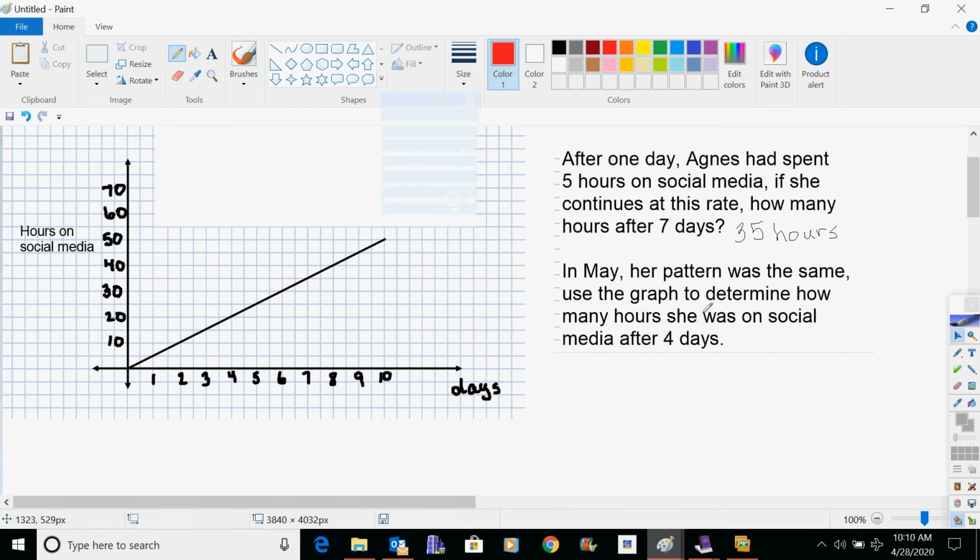It's just using different words to ask it. In May, her pattern was the same. Use the graph to determine how many hours she was on social media after 4 days in May. Okay, it doesn't really matter when the thing happened. It's still asking you about 4 days, so you would go to 4 days. You would read across on the graph and say she spent 20 hours.